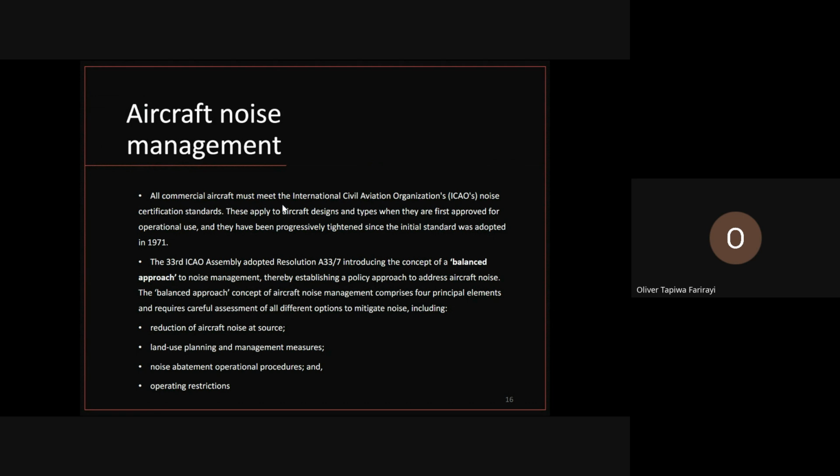All commercial aircraft must meet the ICAO noise certification standards. We know there are environmentalists. We know they don't like aircraft. They don't like airports unless they are flying for their meetings all over the world. And why we also don't like the noise is when we are sleeping, we don't want aircraft or helicopters flying past our bedrooms, especially.